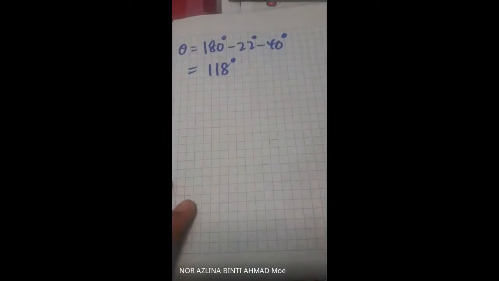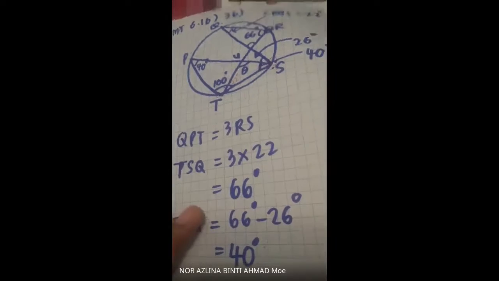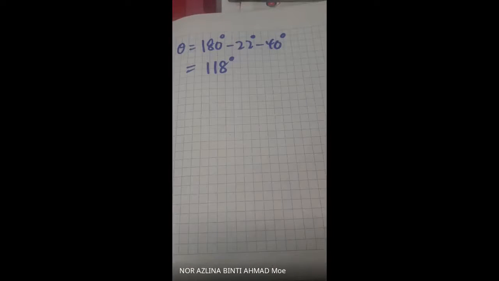Ada kawan-kawan yang dapat 114? Share sekali. Yinki dapat berapa? 118 juga ke? Mungkin ada kesilapan jawapan kot tu. Okay, so 118 lah. Ada yang dapat 114? Aditya dapat berapa? 118. Ramai yang dapat 118 kan? Mungkin ada kesilapan jawapan tu. Okay, so kita guna 118. Okay, next.